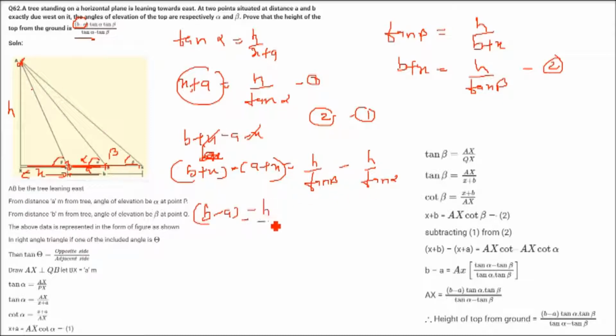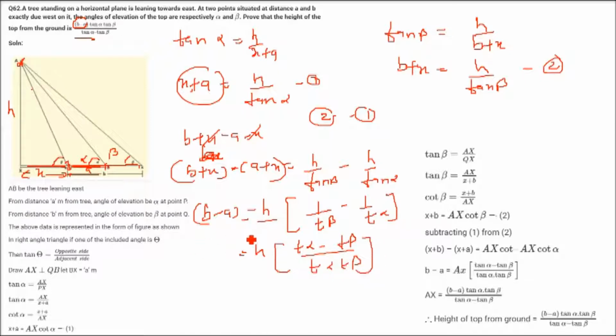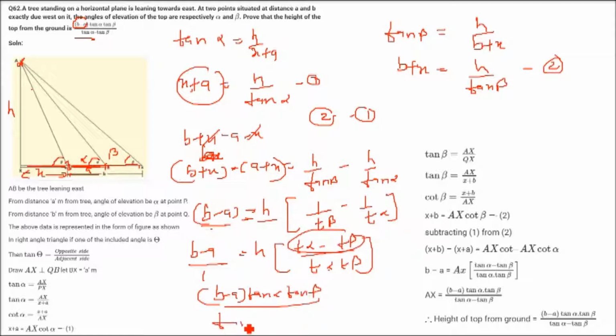And this will be what? Take h as common. What do you get inside? 1 by tan beta minus 1 by tan alpha. So what do you get here? tan alpha minus tan beta by tan alpha tan beta. This is b minus a. So in order to find h, we have to cross multiply b minus a with tan alpha tan beta. So what do you get? h equals b minus a times tan alpha tan beta, in the denominator tan alpha minus tan beta. This is h, and this is what is being sought. So this is what we got.